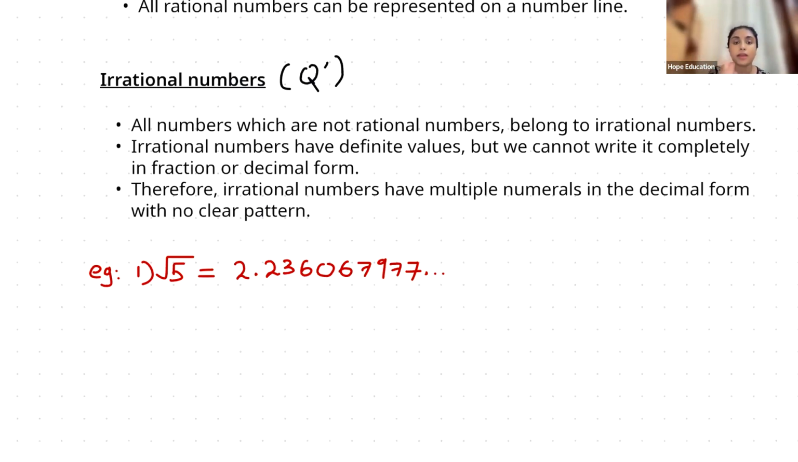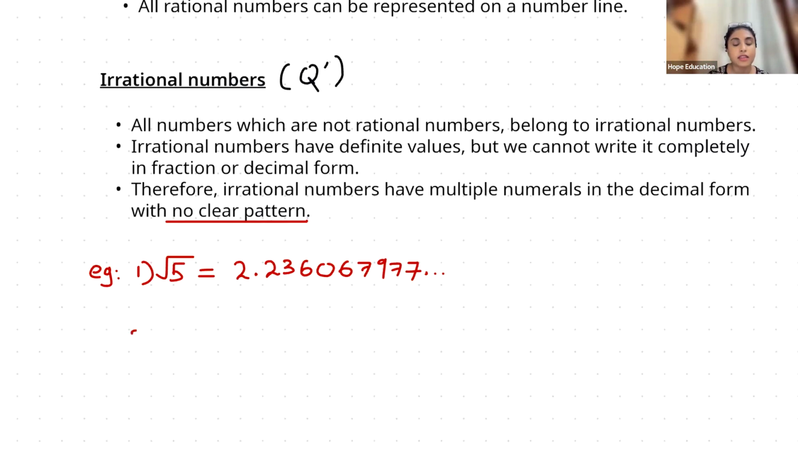We cannot find the ending because the numbers are continuously occurring. And also, even if you look at these numbers, there is no pattern. Decimal places numbers are very random. See, irrational numbers have multiple numerals in the decimal form with no clear pattern, just randomly numbers are going like that.